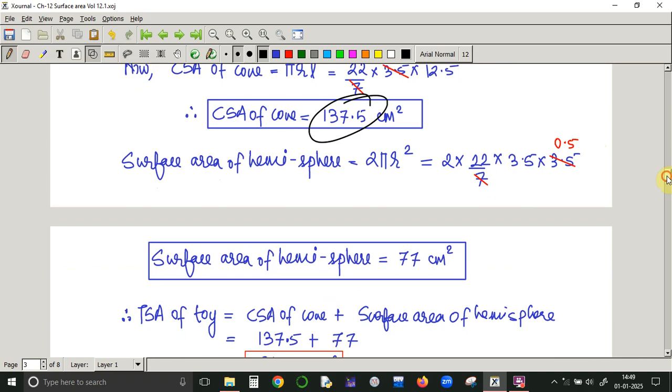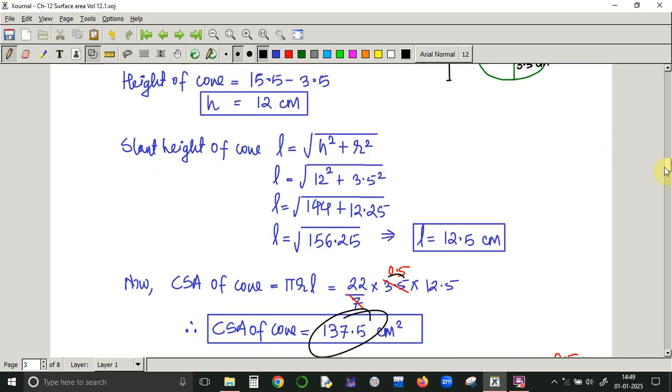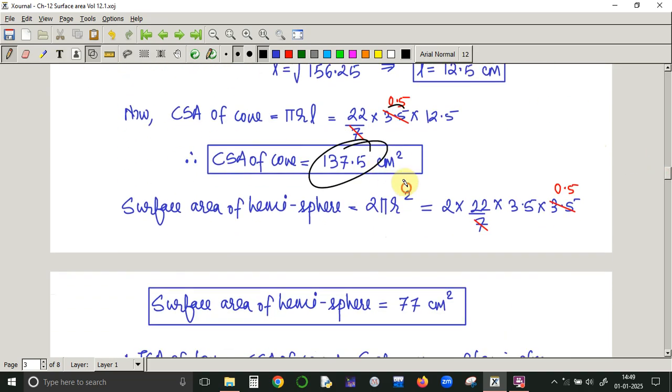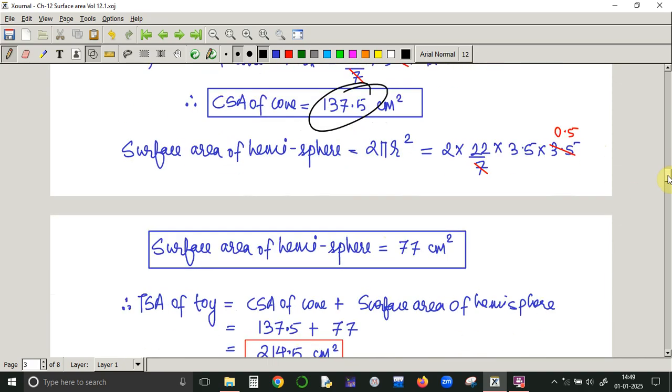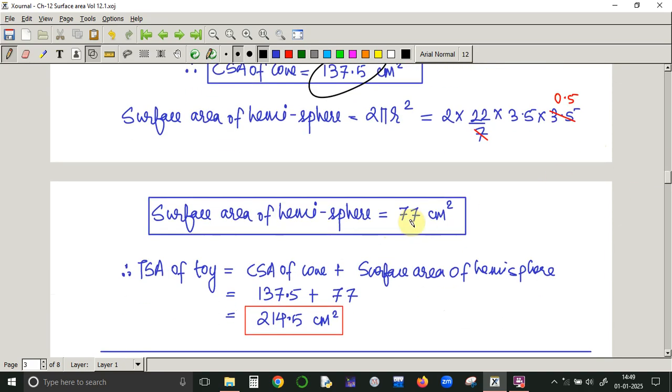Now it's turn to find the CSA of the hemisphere. The same formula, 2 pi r square, put the values. The surface area of the hemisphere is 77 centimeter square. So finally you will add those two surface areas to get the total surface area of the toy. I hope this is clear.